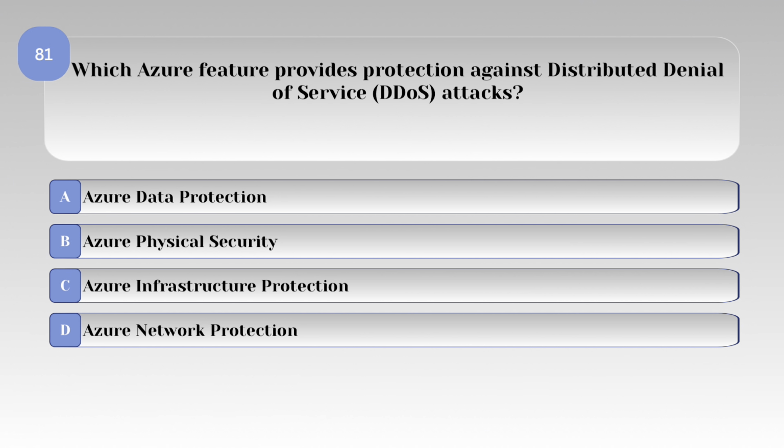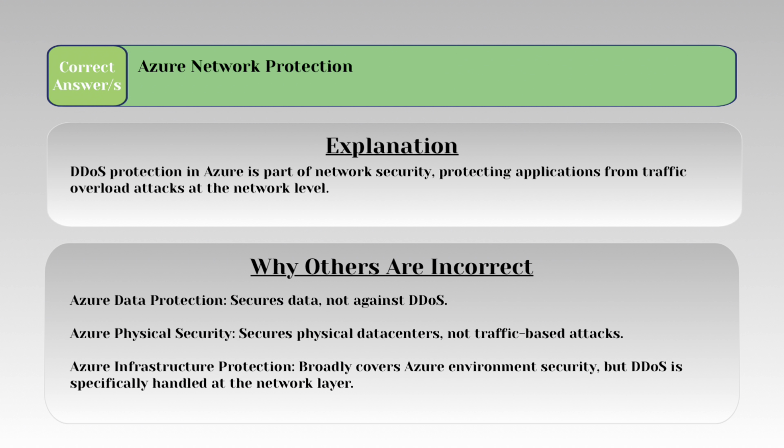Which Azure feature provides protection against distributed denial of service attacks? Correct answer, Azure Network Protection. Explanation, DDoS protection in Azure is part of network security, protecting applications from traffic overload attacks at the network level.